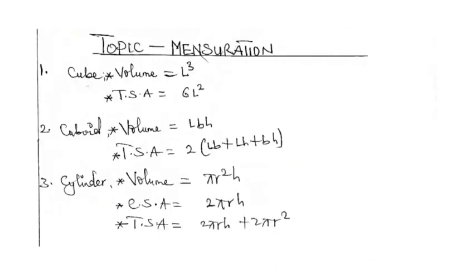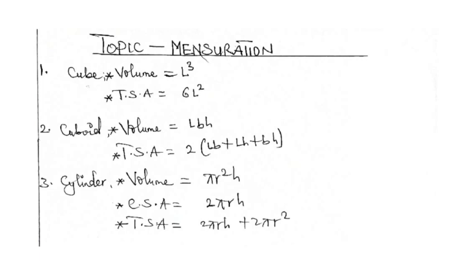Topic: mensuration. Areas and volumes of solid figures. The table below shows the volumes, the curved surface area and total surface area of solid figures. For the cube, the volume is L cubed, the total surface area is 6L squared. For the cuboid, the volume is LBH, and the TSA is 2 open bracket LB plus LH plus BH.